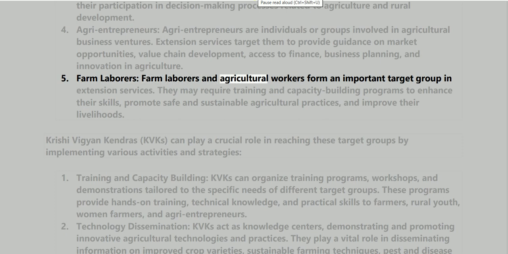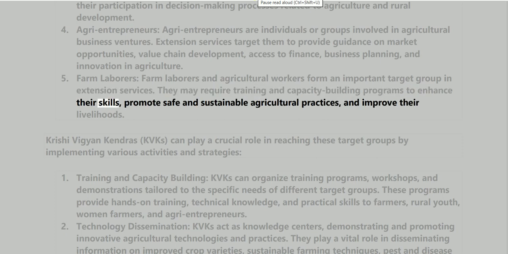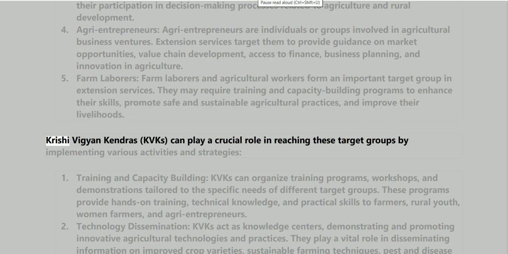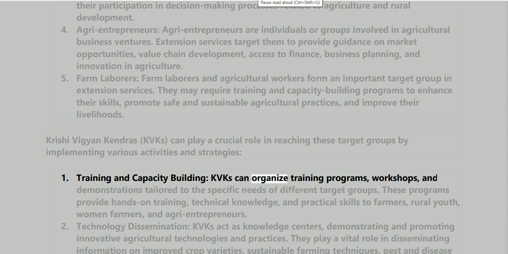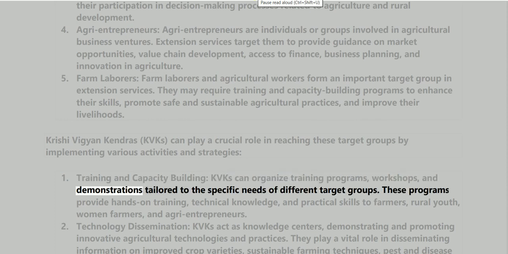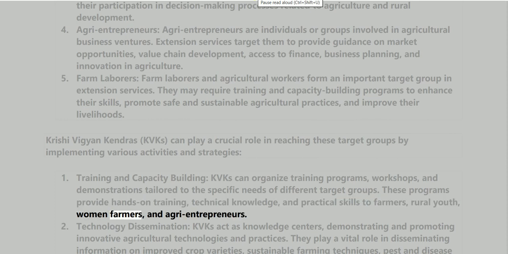5. Farm laborers. Farm laborers and agricultural workers form an important target group in extension services. They may require training and capacity building programs to enhance their skills, promote safe and sustainable agricultural practices, and improve their livelihoods. Krishi Vigyan Kendras, KVKs, can play a crucial role in reaching these target groups by implementing various activities and strategies. 1. Training and capacity building. KVKs can organize training programs, workshops, and demonstrations tailored to the specific needs of different target groups. These programs provide hands-on training, technical knowledge, and practical skills to farmers, rural youth, women farmers, and agri-entrepreneurs.